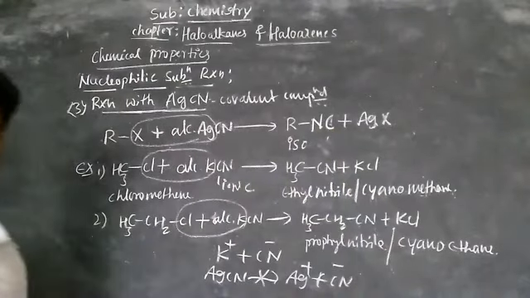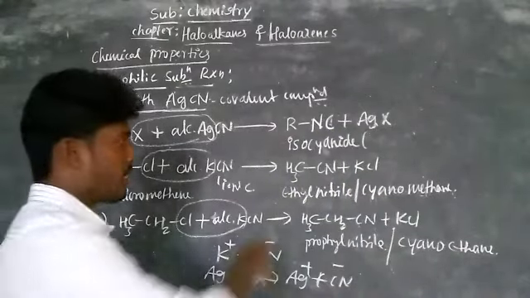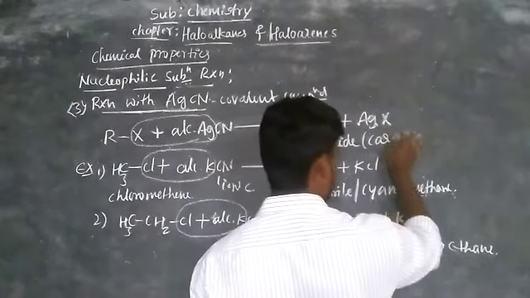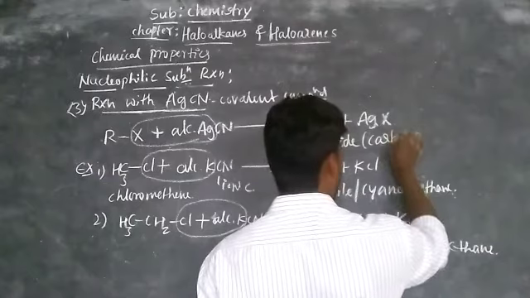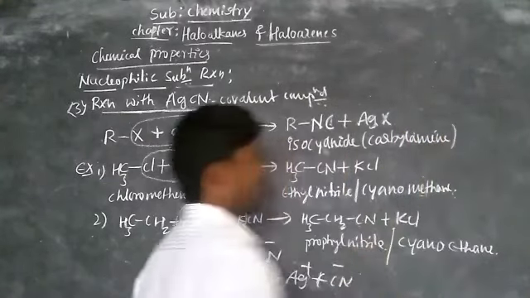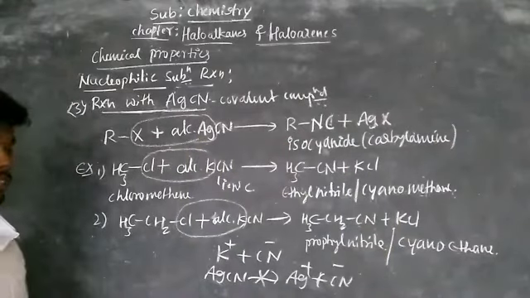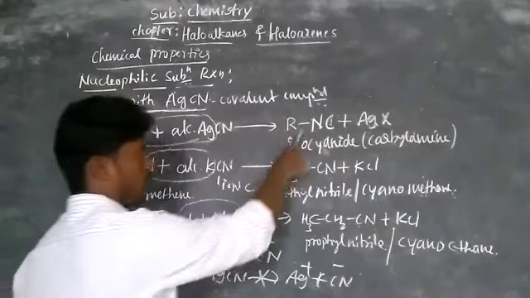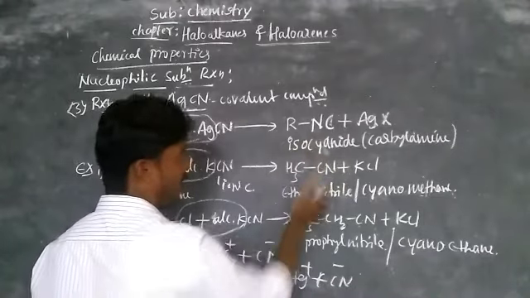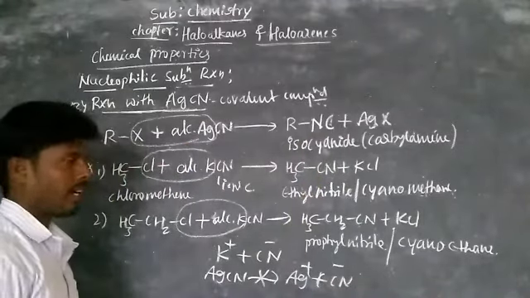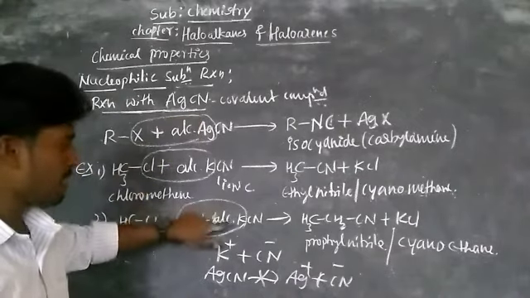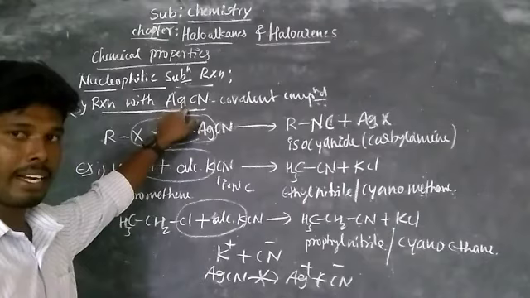The resultant compound is called isocyanide, and is called carbylamine. We also call it carbylamine, and its name is isocyanide. This is the isocyanide group. So this is the difference between the reaction of potassium cyanide versus silver cyanide.